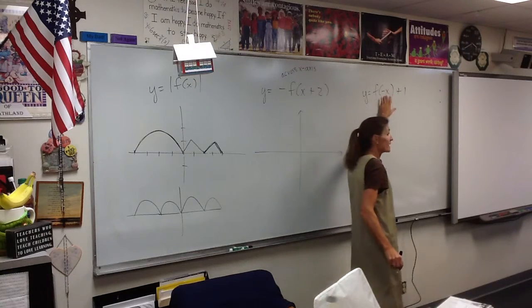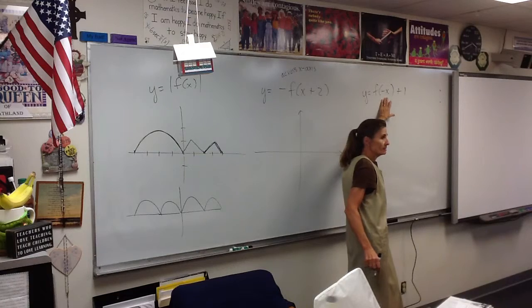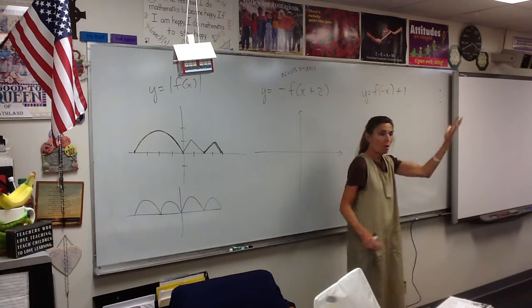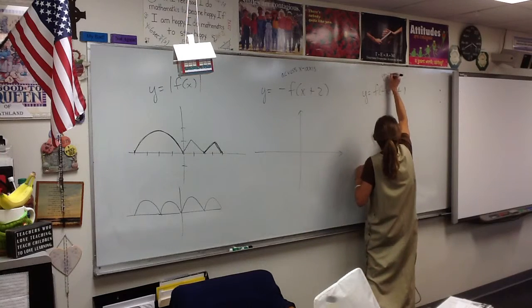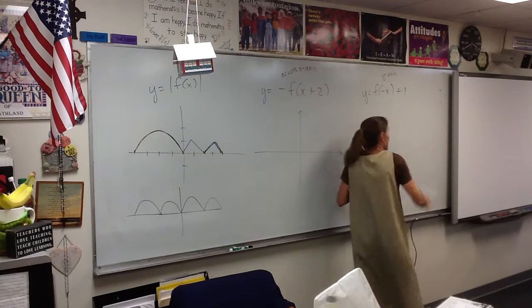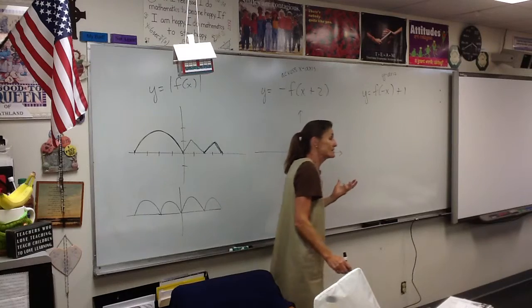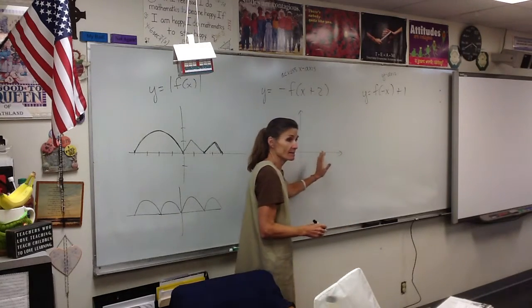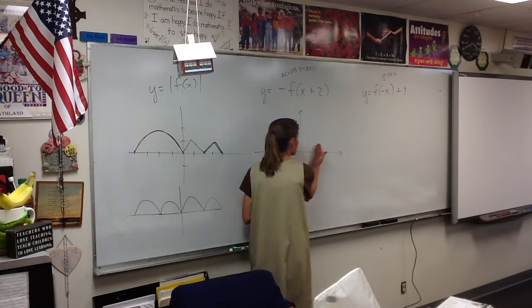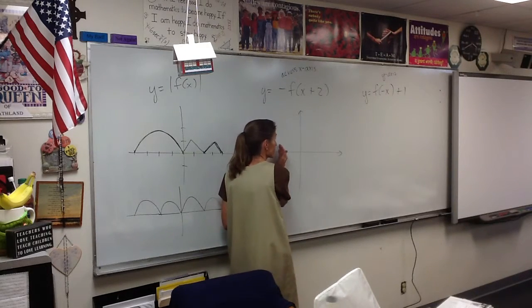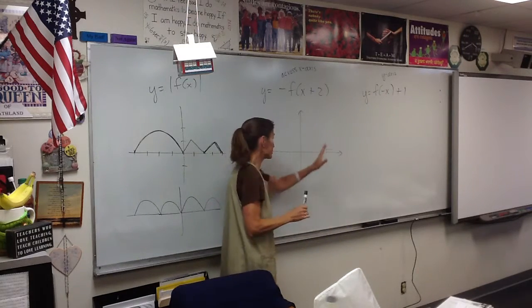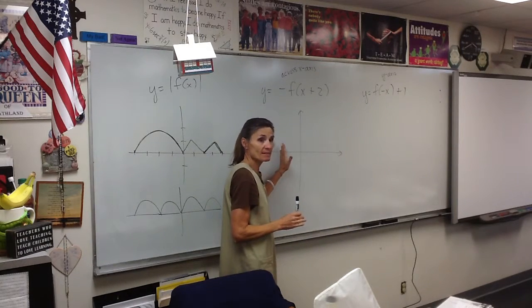Any guesses what a negative on the x does? Across the y-axis. And I know you're going to memorize that. I can't stop you from doing that, but it does make sense. Think about changing the sign on x. If you go from a positive x to a negative x, change the sign on x, don't you go across the y-axis? That makes sense.